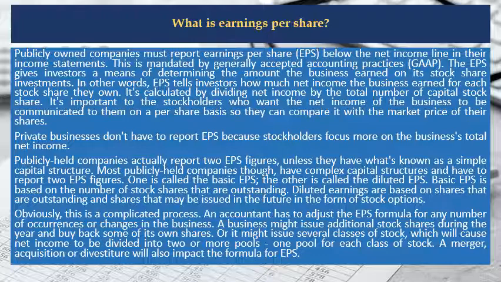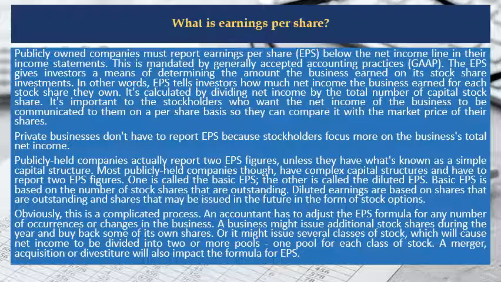Publicly held companies actually report two EPS figures, unless they have what's known as a simple capital structure. Most publicly held companies, though, have complex capital structures and have to report two EPS figures. One is called the basic EPS, the other is called the diluted EPS.